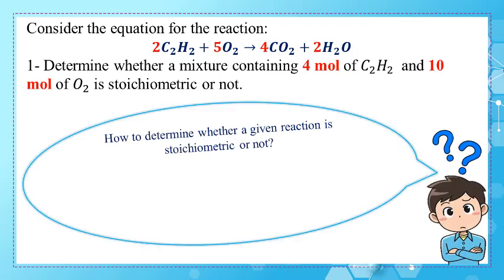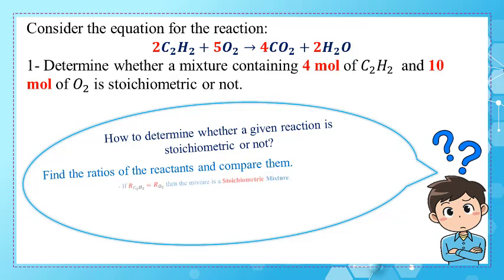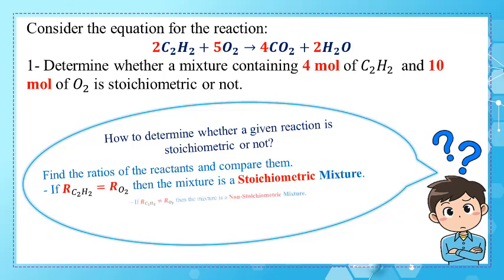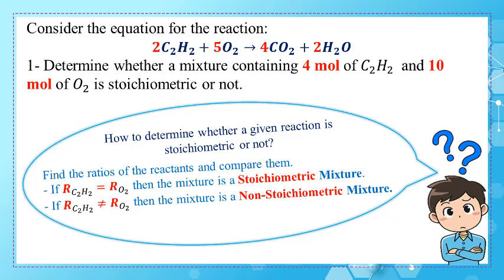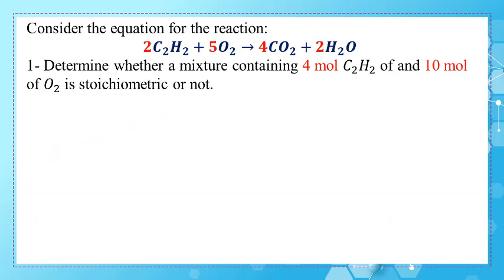First, how to determine whether a given reaction is stoichiometric or not? We find the ratios of the reactants and then we compare them. If the ratios are equal, then the mixture is a stoichiometric mixture. However, if the ratios are not equal, the mixture is non-stoichiometric. Let's find the ratios now.